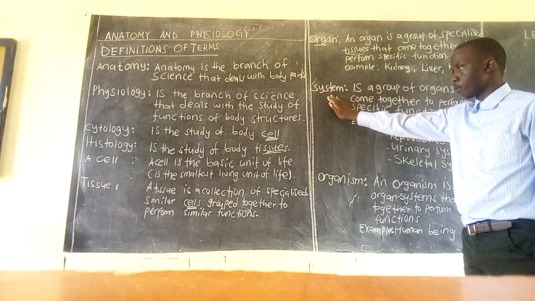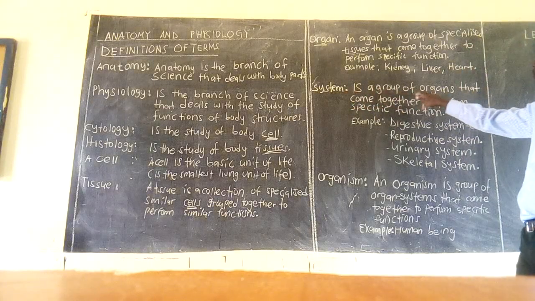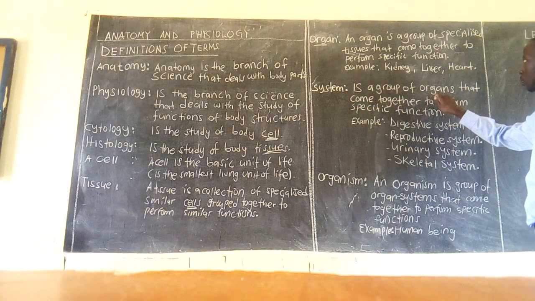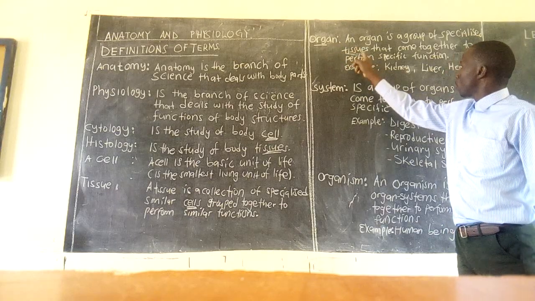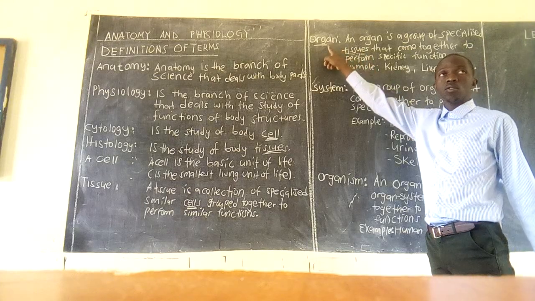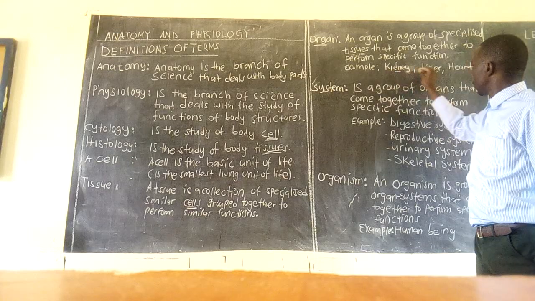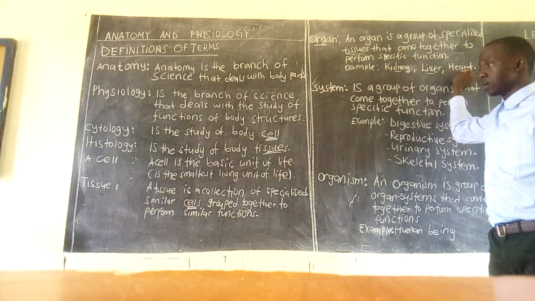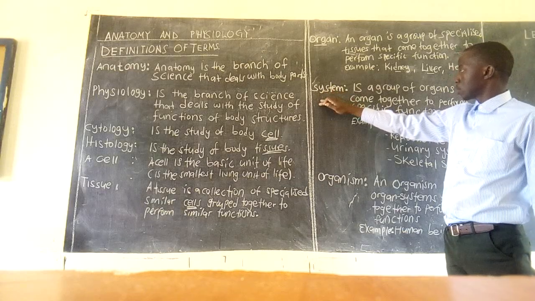From there, we shall go to what we have as systems. A system is a group of organs. So we say an organ is a group of tissues. When more than one tissue comes together, they form an organ. Examples of such organs we have in the body are the kidney, the liver, and the heart.